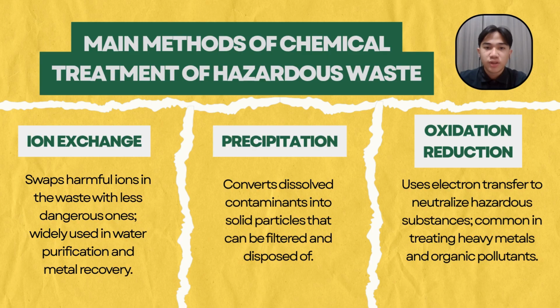And the last one is oxidation-reduction, or redox. It chemically transforms hazardous substances by transferring electrons. For example, it can convert highly toxic chromium-6 into its safer form, chromium-3, or oxidize cyanide into harmless compounds. These methods can also be combined, for example, redox followed by precipitation, to improve treatment efficiency.